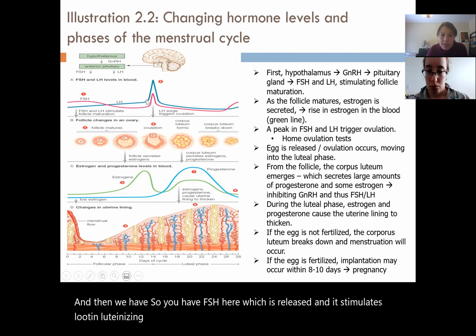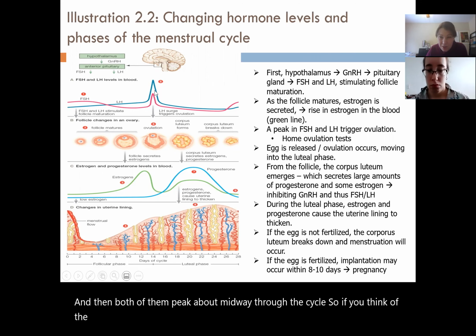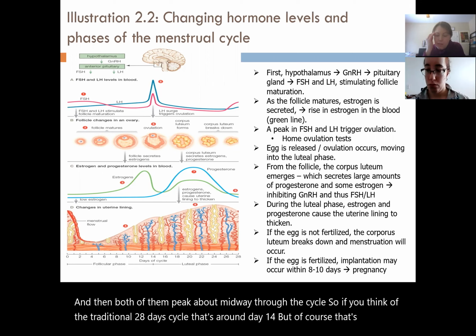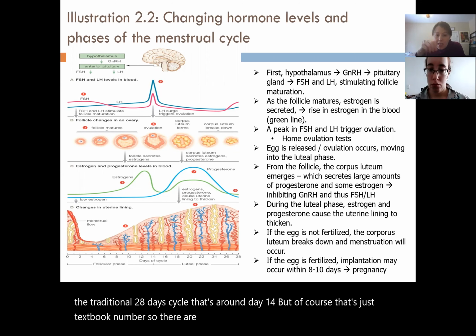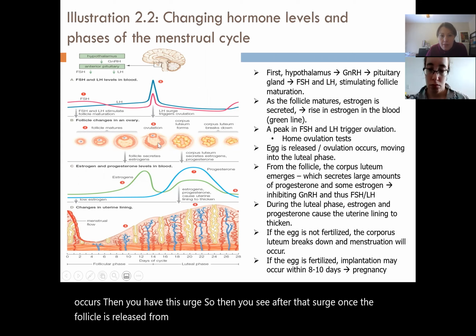So you see an increase here in blue. And then both of them peak about midway through the cycle. So if you think of a traditional 28-day cycle, that's around day 14. But of course, that's just textbook numbers, so there will be variations in individuals of when that day occurs. Then you have the surge. So then you see after that surge, once the follicle is released from the ovary and ovulation occurs, those hormones drop back down.